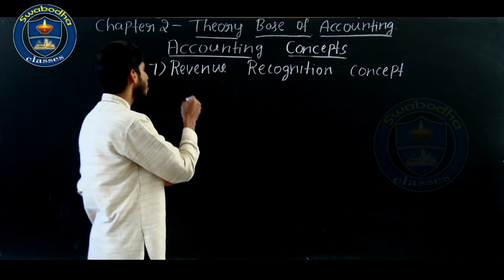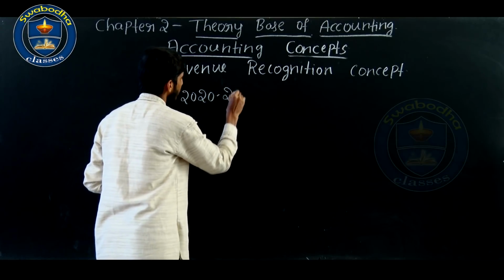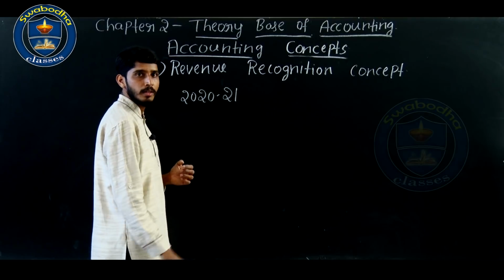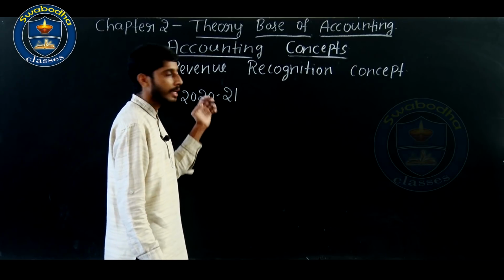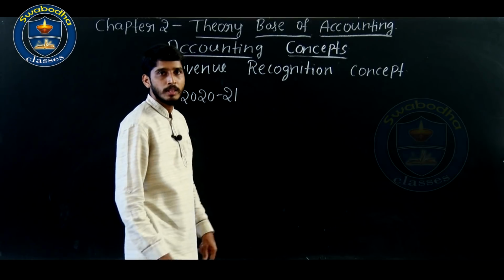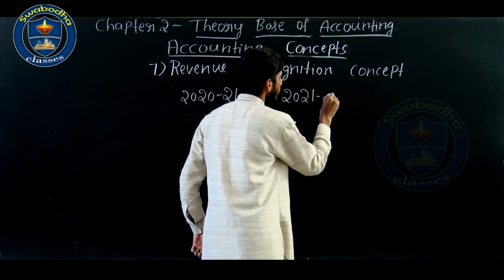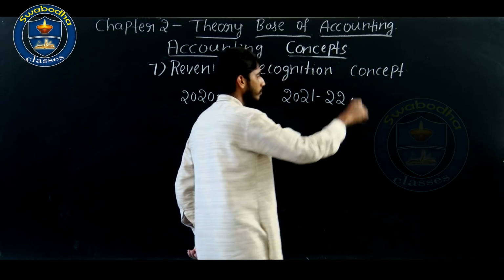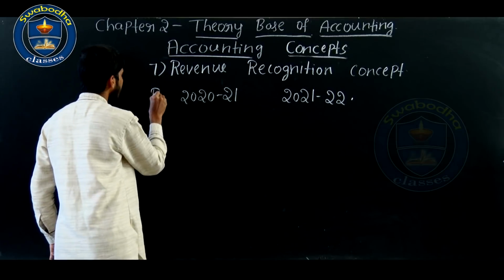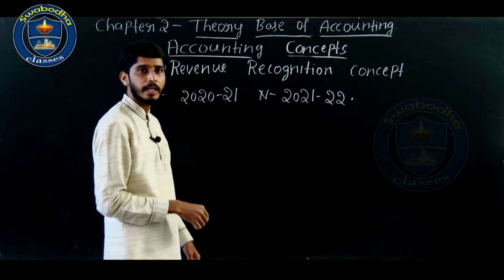I will give an example. The present accounting year is 2020-21. The next accounting year is 2021-22. This is the present accounting year and this is the next, or coming, accounting year.